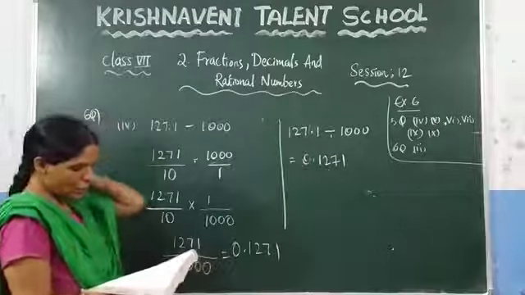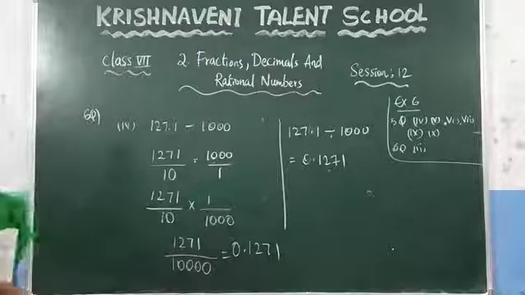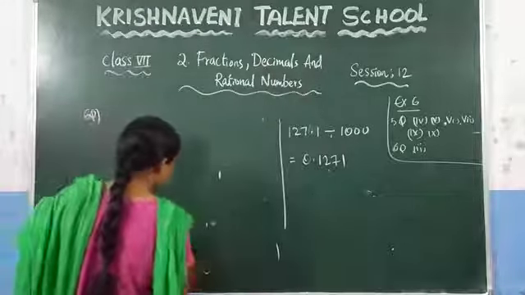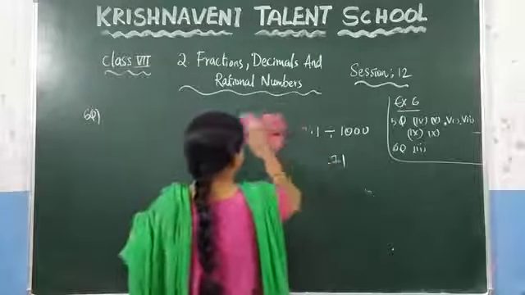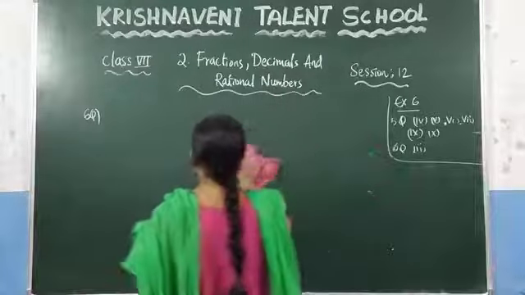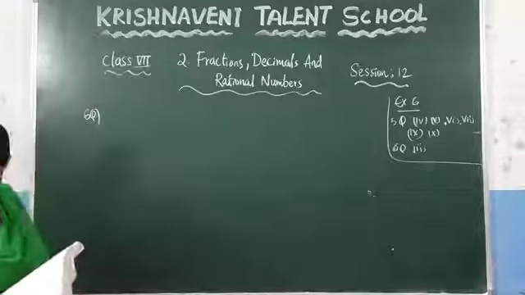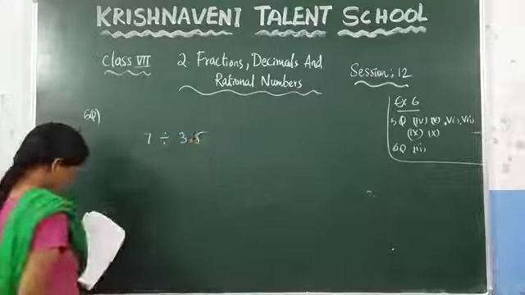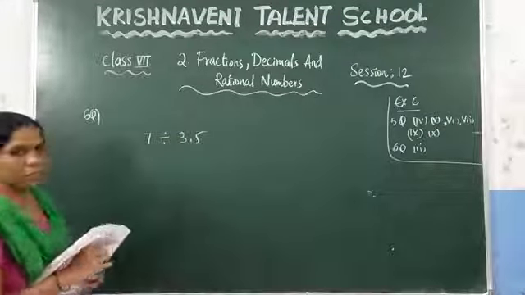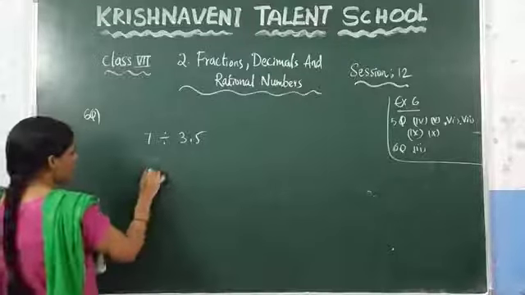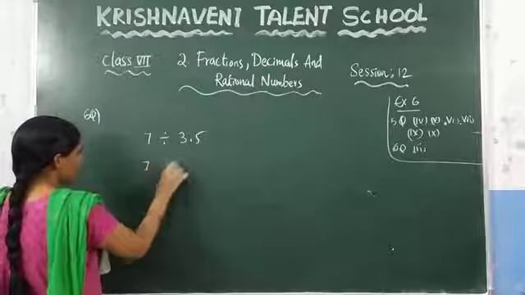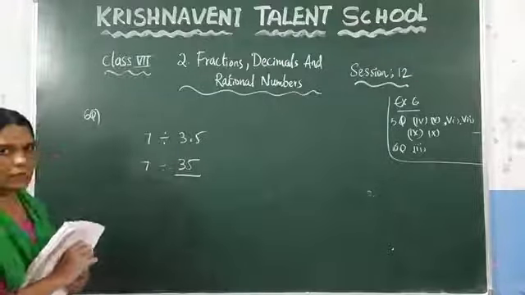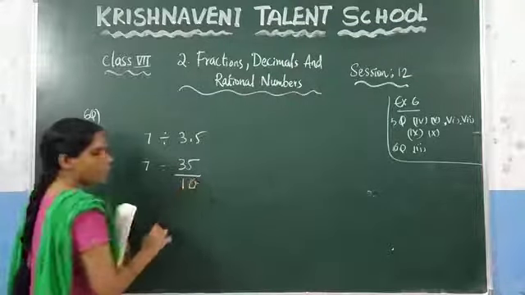Now see here the next question, fifth question. So what is the next question given here? 7 divided by 3.5. So here, just how do you write this one? So solve it here. 7 divided by, you can write this 3.5 as 35 by, since after the decimal point one number is there, in the denominator keep it here 10.